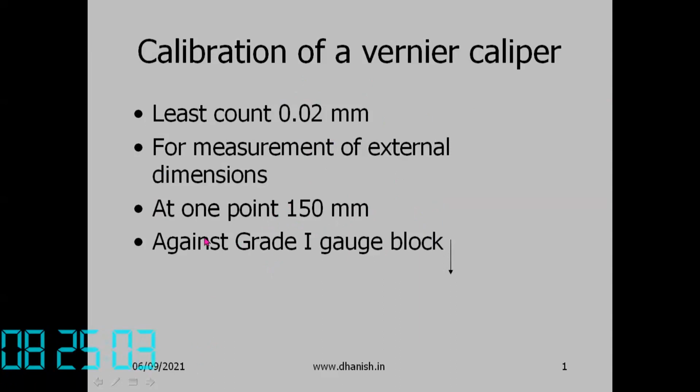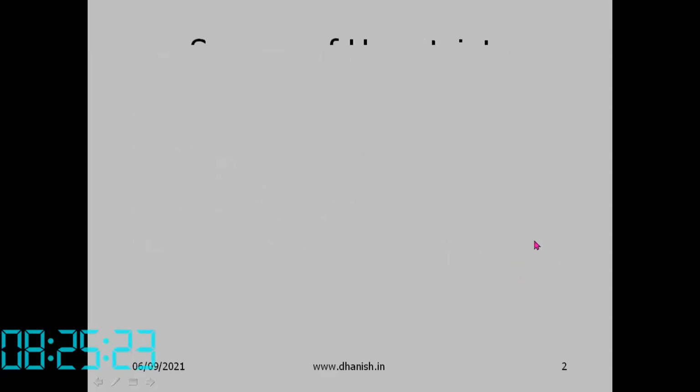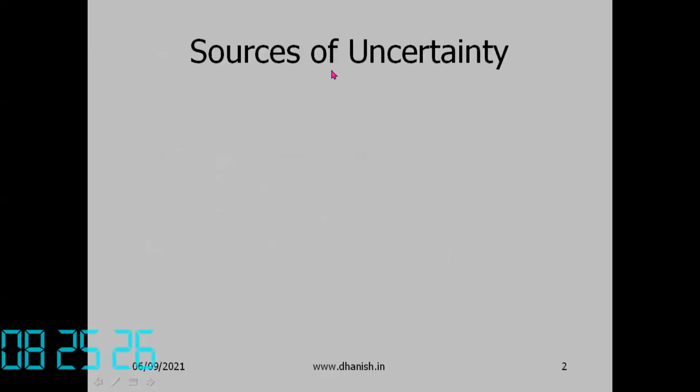So the master used for calibration is a grade 1 gauge block. Actually, grade 1 is some different old standard. Nowadays, we say grade 0, grade, not Roman 1, it should be 1. Grade 0, 0, 0, 1 and 2. So measurement is the reading of the vernier.